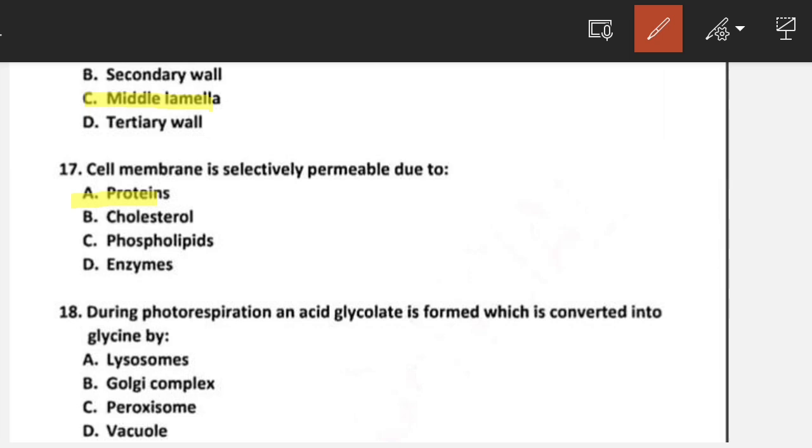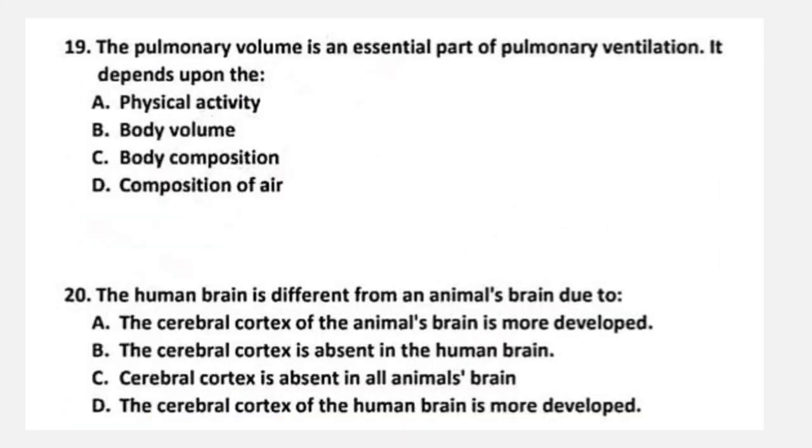So question number 18, during photorespiration an acid glycolate is formed which is converted into glycine by option A is the lysosome, option B is the Golgi complex, option C is the peroxisome, and option D is the vacuole. So here the correct option will be option C, peroxisome. So option C will be the correct option.